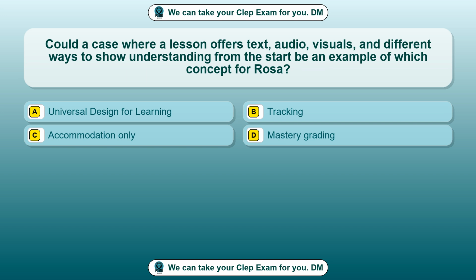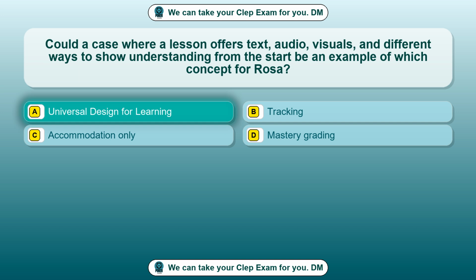Question 51. Could a case where a lesson offers text, audio, visuals, and different ways to show understanding from the start be an example of which concept for Rosa? Option A, universal design for learning. Option B, tracking. Option C, accommodation only. Option D, mastery grading. The correct answer is option A.